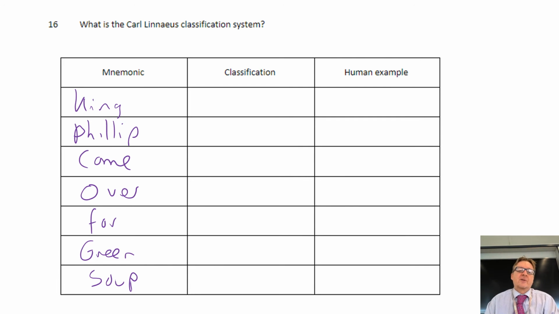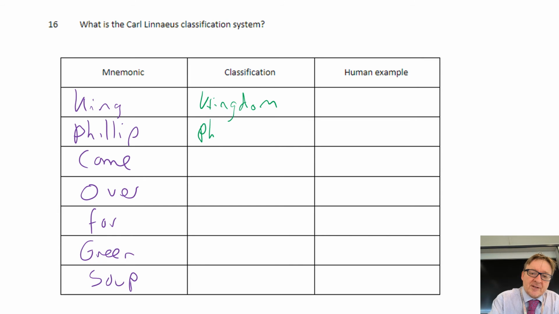Why wouldn't King Philip come over some green food? One I used to do when I was younger was King Philip came over for 5 giant sausages. Right, which is similar, but this is quite a good one. You kind of remember it. So King Philip came over for green soup. Now, what that actually means is the classification, that is the kingdom. Okay, that's the kind of the big group.